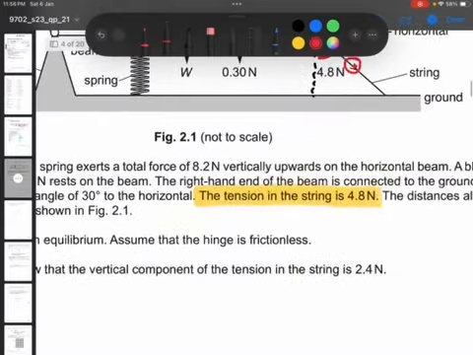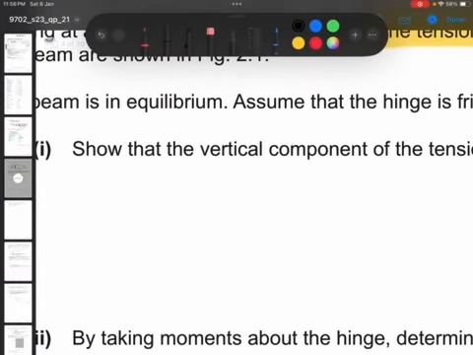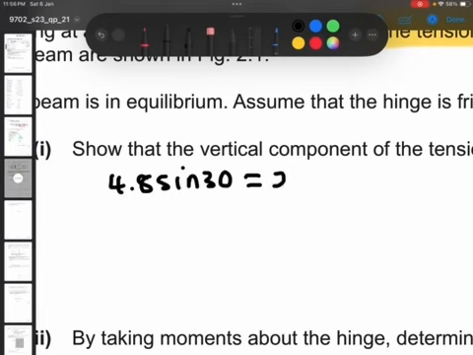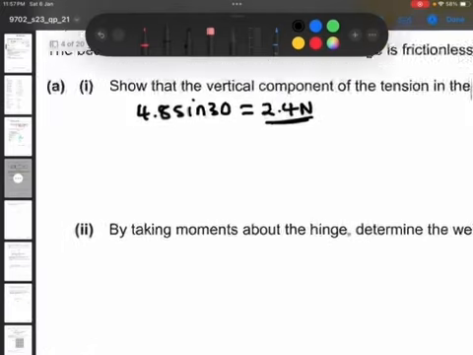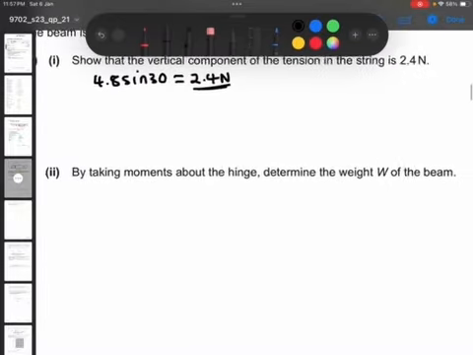So here, to resolve, I'm going to say that it is 4.8 sine 30. Sine 30 is half. So half of 4.8 is 2.4 newtons. So we have shown what the question wanted us to show. The next part says, by taking moments about the hinge, determine the weight of the beam.